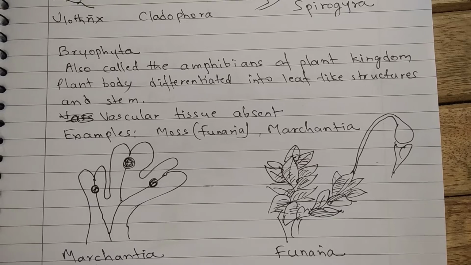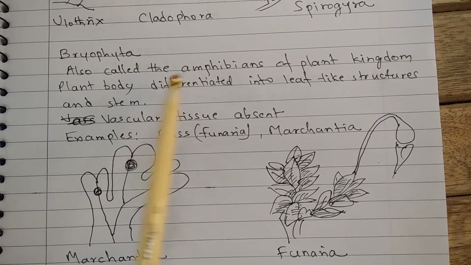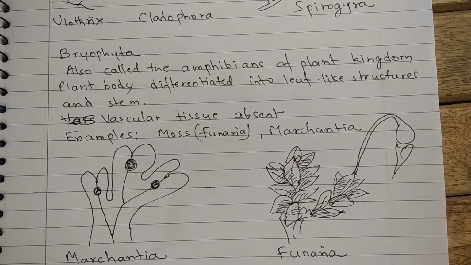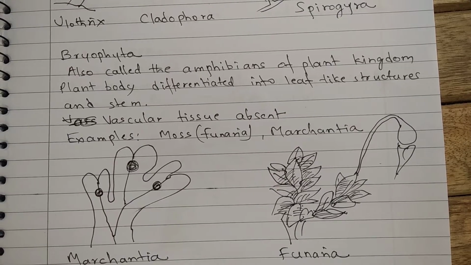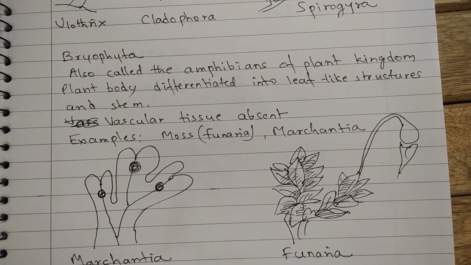The next division is Bryophyta. Bryophyta are also called the amphibians of the plant kingdom because they need water for at least one stage of their life cycle, without which they won't be able to complete their life cycle, and that is why they are called amphibians of the plant kingdom.